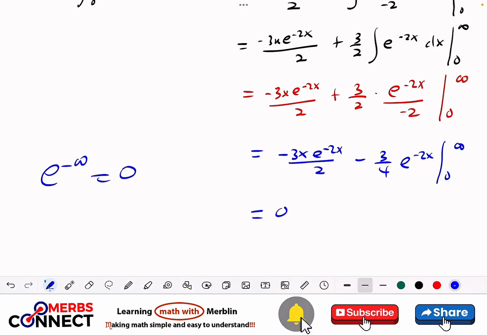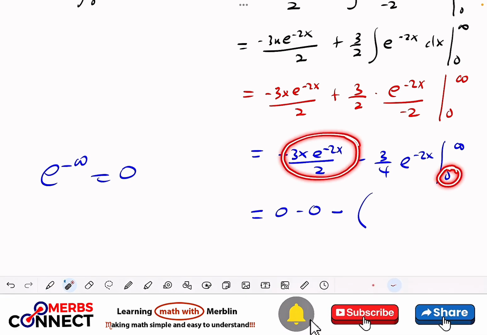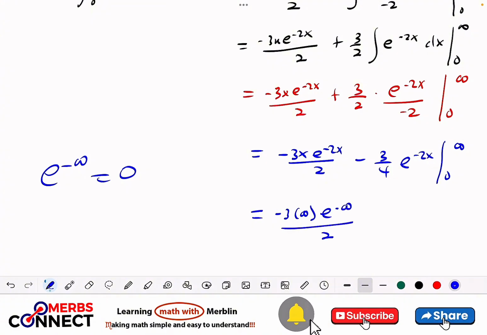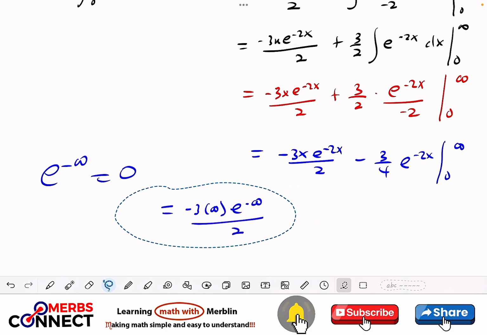So this is going to be 0 minus 0 minus, then I plug in 0. When I plug in 0 here, since this one is 0, it will multiply everything here and get to 0. Or let me just plug them in for you to see. So minus 3 infinity e to the power minus infinity divided by 2. Let me shift this one small.